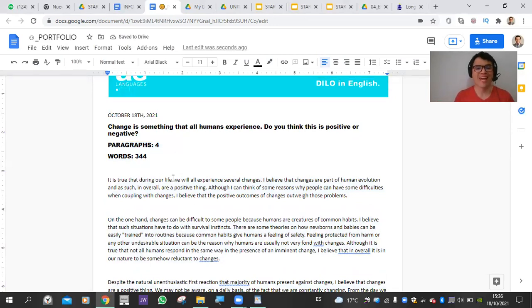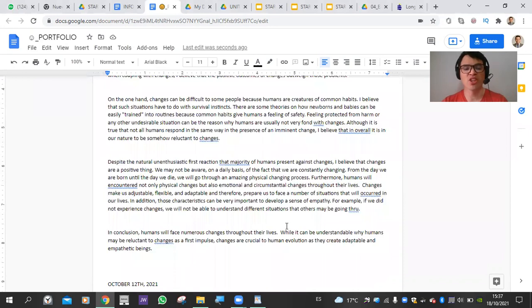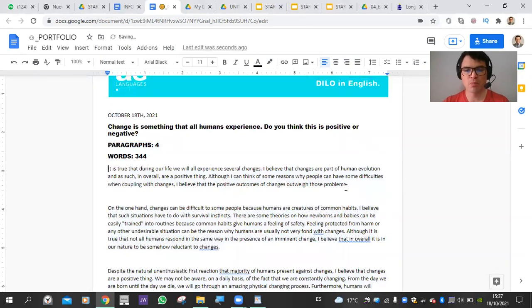Let's read the task again. Change is something that all humans experience. Do you think this is positive or negative? I will be reading the paragraphs, and then we will be talking about the things that we can see here. Okay, so let's see Paquita's paragraph.